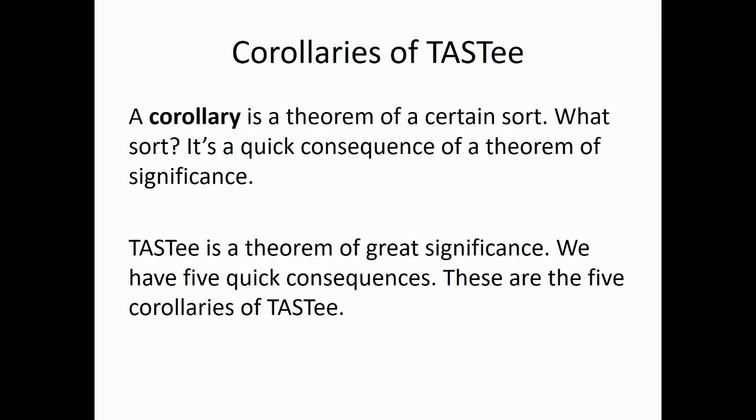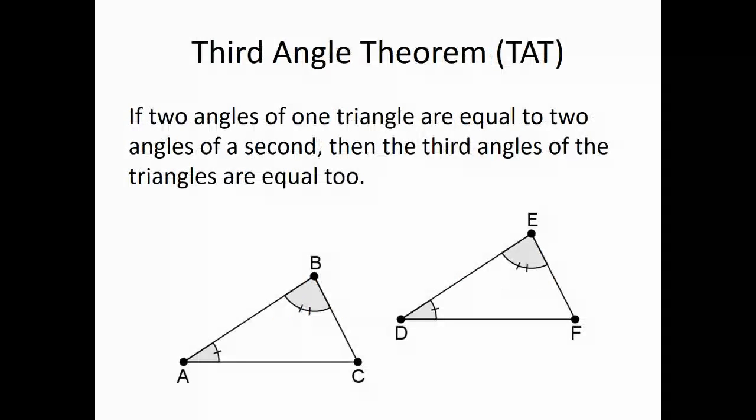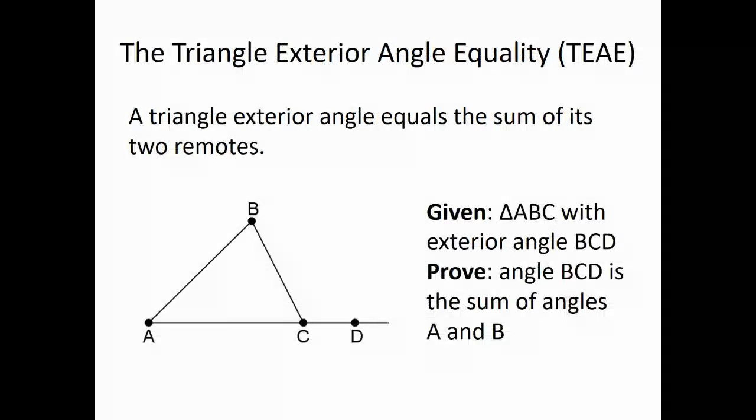We will have 5 corollaries of TASTy. Most of these I won't take the time to prove with you. I think you are at the point now when you can prove them yourself. The first of the corollaries is the third angle theorem. It says that if 2 angles of one triangle equal 2 angles of a second, then their third angles are equal as well. And probably you can immediately guess the structure of this proof. The sum of the angles in the diagram of ABC is 180. The sum of the angles of DEF is also 180. And then we subtract equals from equals, and we should get that C is equal to F.